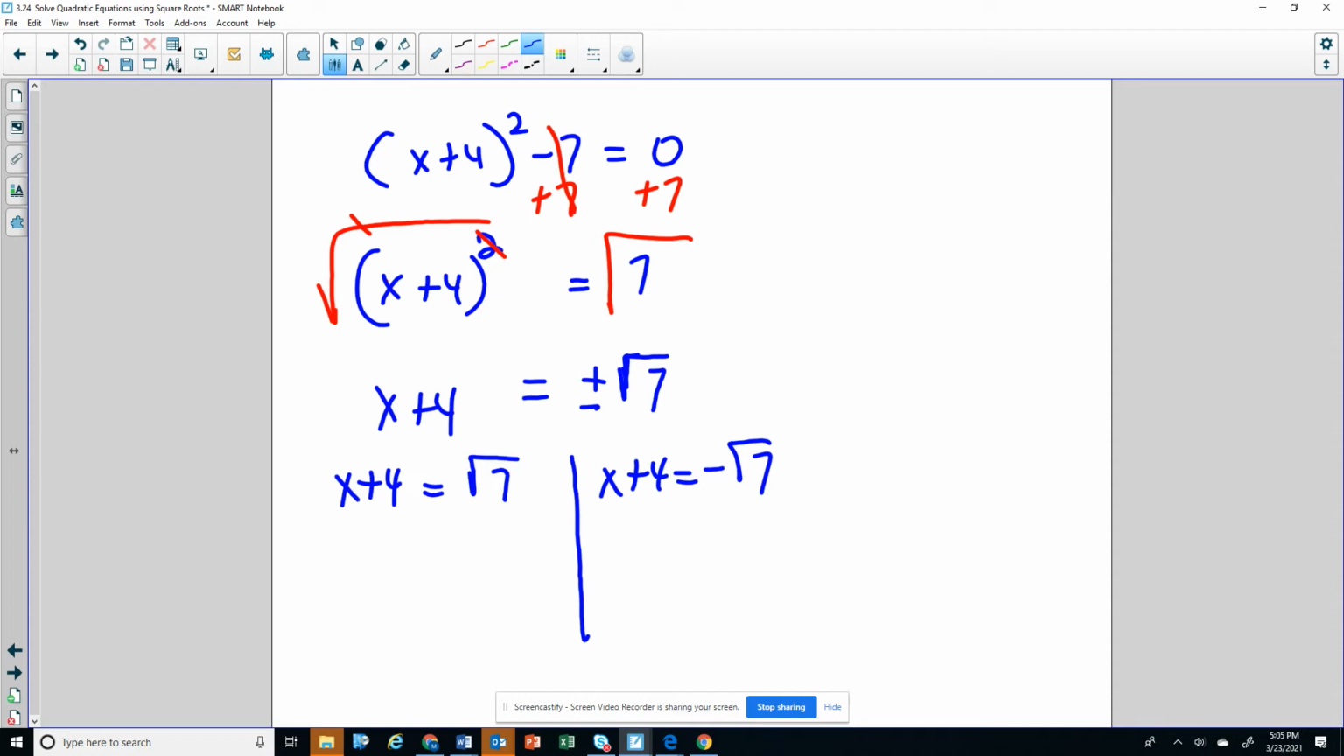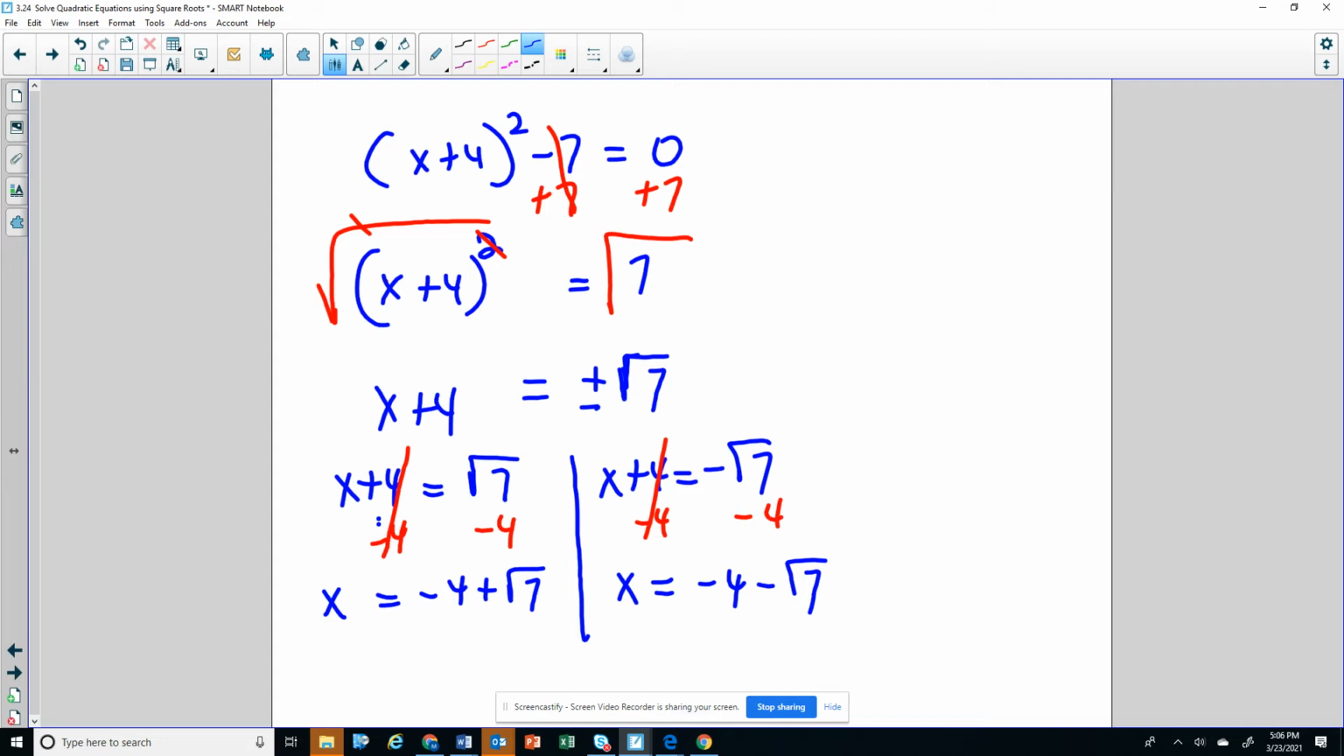Okay? And so again, now I want x by itself. So therefore, I'm going to add a -4 here and a -4 there. And I'm left with, that goes away. So I'm left with x is equal to -4 plus the square root of 7. On this side, I'm adding a -4 to both sides, and so that goes away. So I'm left with x is equal to -4 minus the square root of 7.